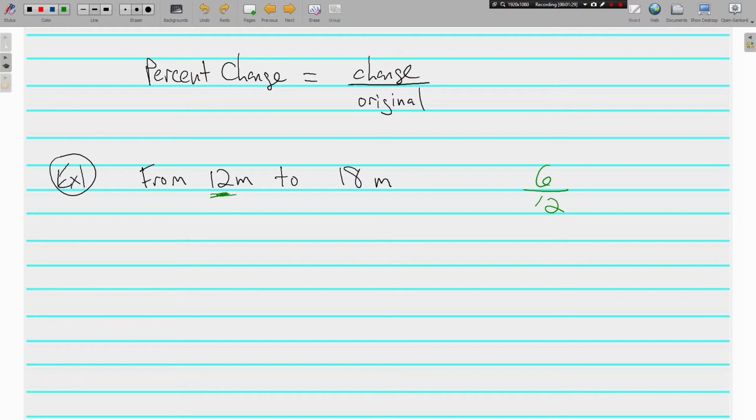6 divided by 12 is 0.5. But because we're looking for a percent change, not a decimal change, we have to make 0.5 into a percent. And we know for decimal to percent, we just go twice to the right, which gives us 50%. And this type of change is an increase because we went up from 12 meters to 18 meters. That's a 50% increase. Pretty easy. The change divided by the original.